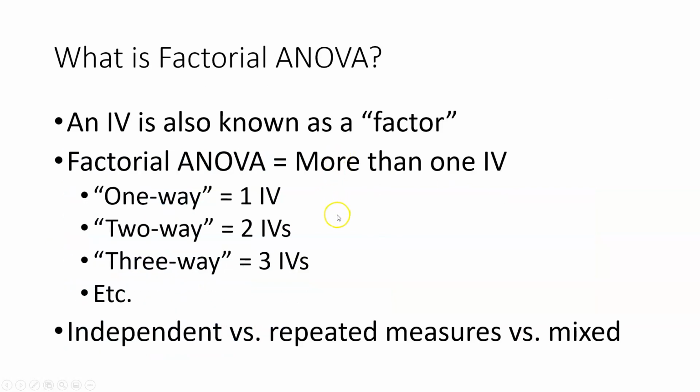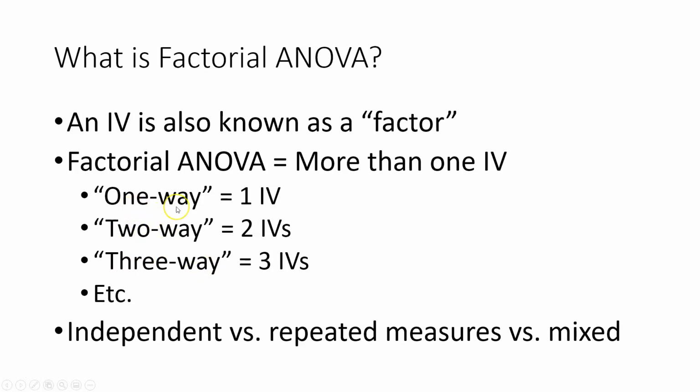So what is a factorial ANOVA? An independent variable is also known as a factor, and so when we say factorial, it means an ANOVA with more than one factor, with more than one IV. So factorial ANOVA is an ANOVA that has more than one independent variable, and we can say how many there are by describing an ANOVA like one-way, two-way, three-way.